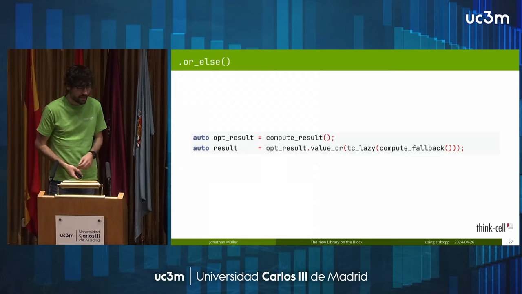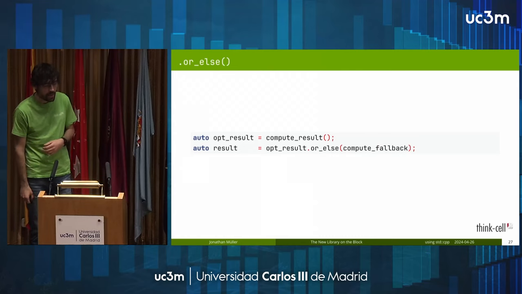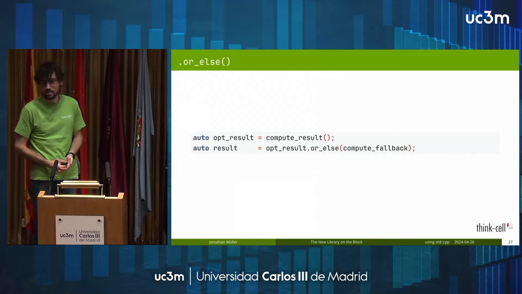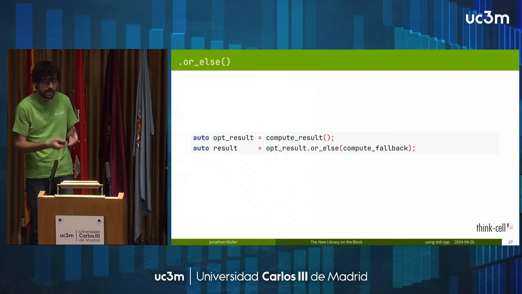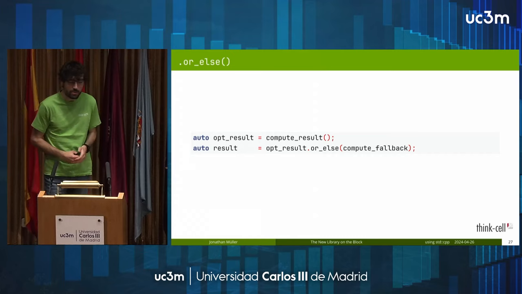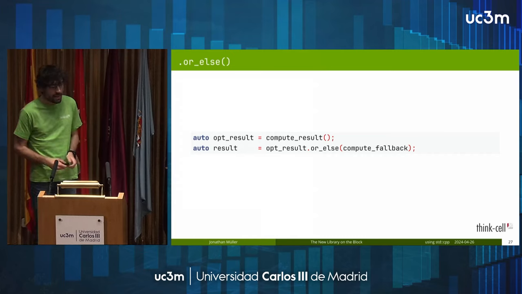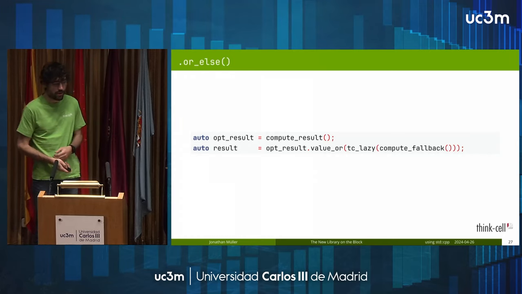So this is the code. Of course, C++20 or 23 added or_else, which is value_or, that takes the lambda, the function, directly. So this solves that thing. But we are using our own optional, since we still don't have optional references in the C++ standard. And why add value_or and or_else when we might as well just use TC lazy, right? It's a simpler interface. We can do the same thing.